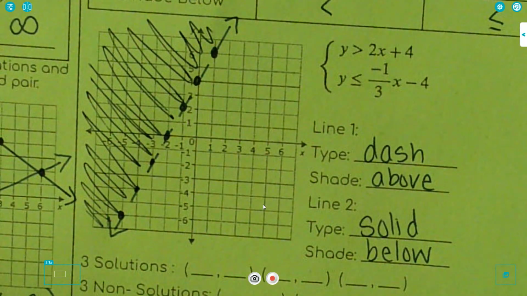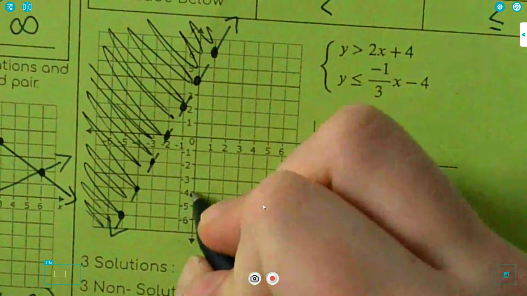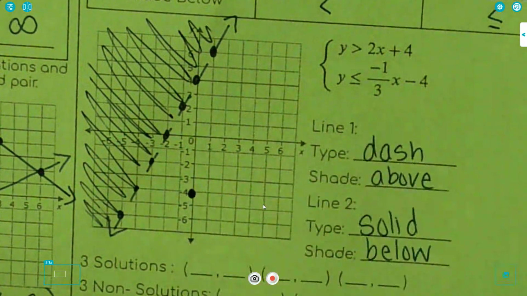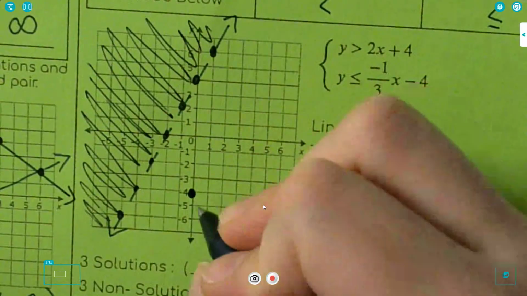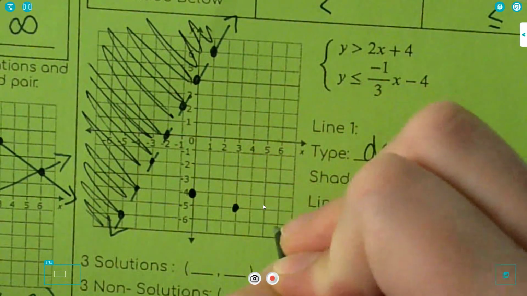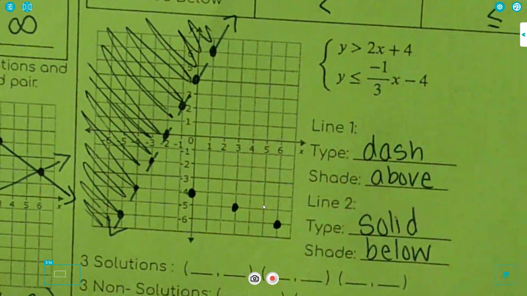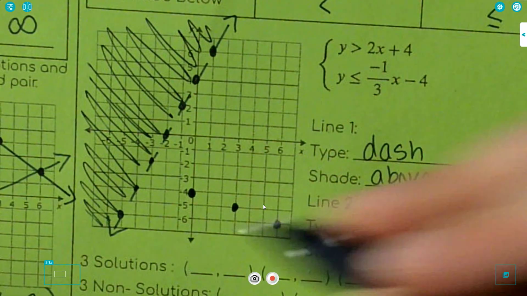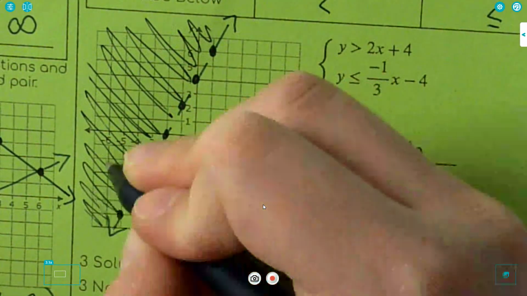Okay. Our other line is y is less than or equal to negative 1/3 x minus 4. So I start at my y-intercept of negative 4. And then my slope is negative 1/3. So I go down 1, right 3, down 1, right 3. And then I can also go up 1, left 3 a couple times.